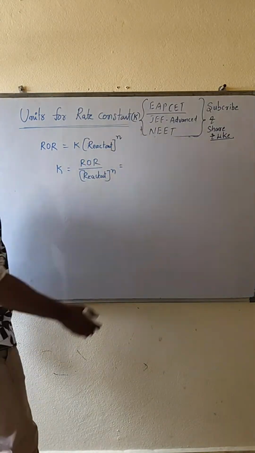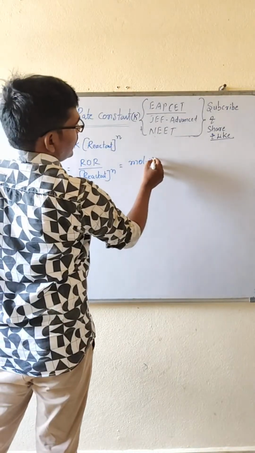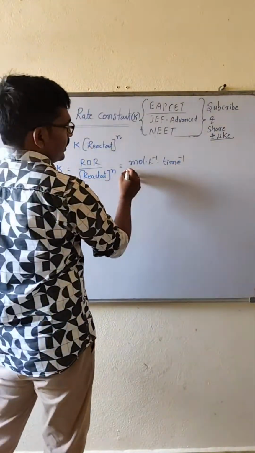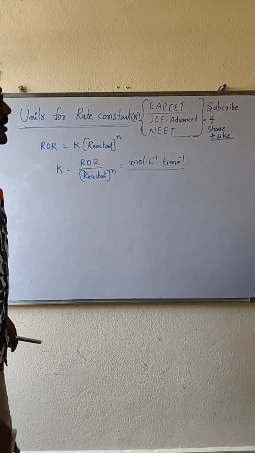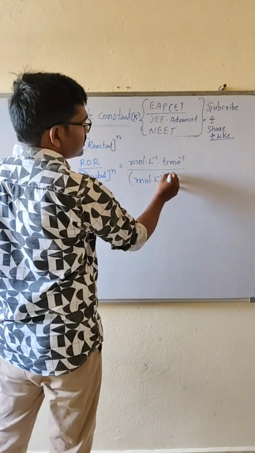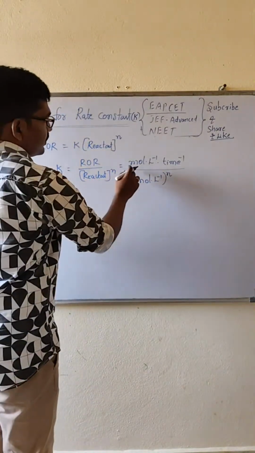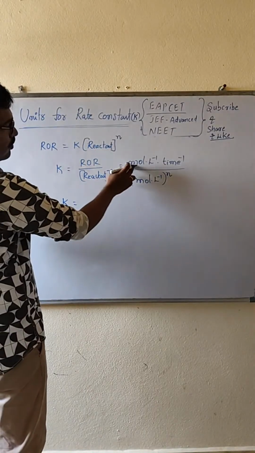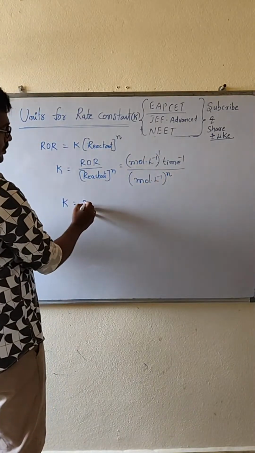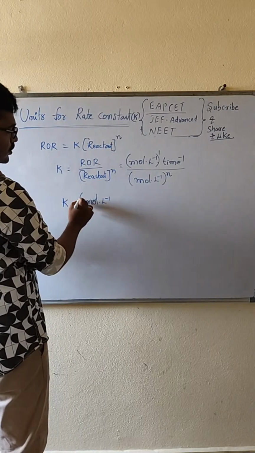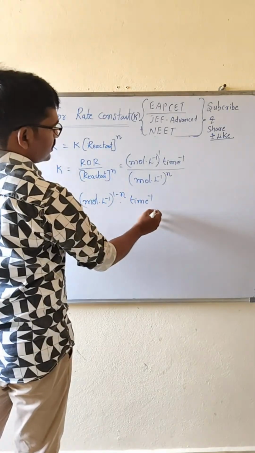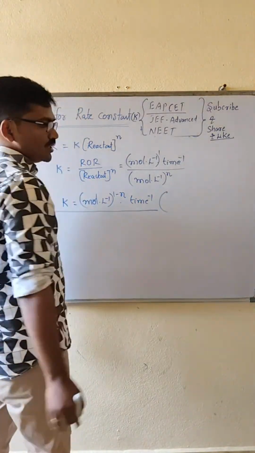Rate of reaction units: mole liter inverse time inverse. Concentration units are mole liter inverse, whole to the power n. So from this you can take K equals mole liter inverse whole to the power 1 minus n, into time inverse. So this is the rate constant for nth order reaction.